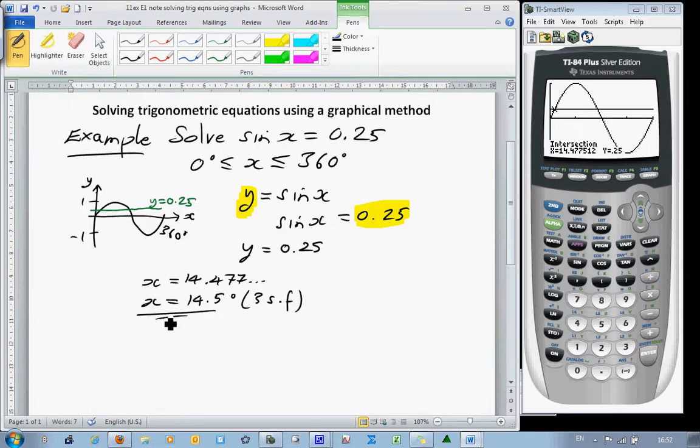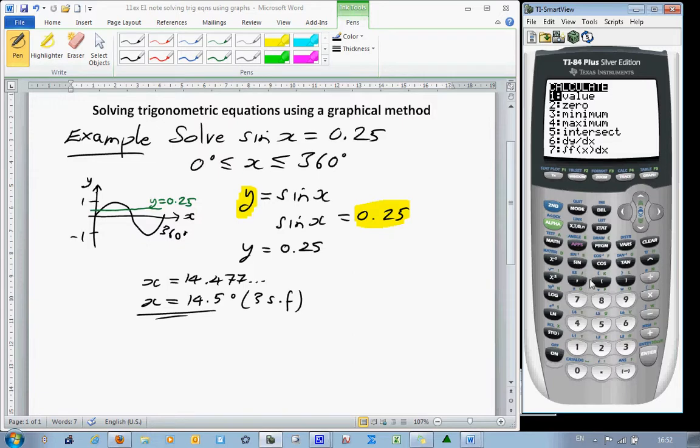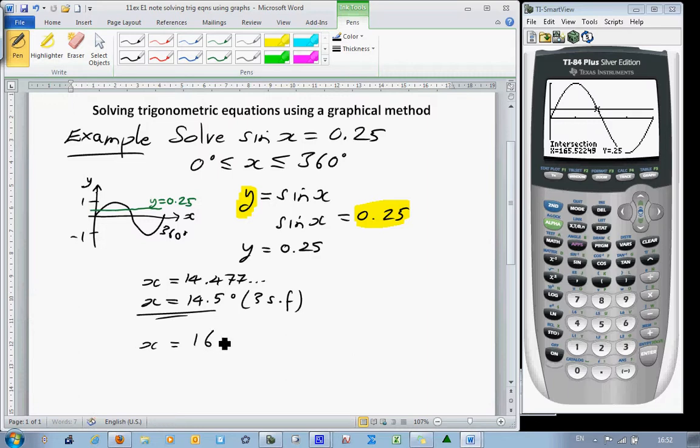So go second calc again to number 5, move it across so that it's somewhere near. First curve, enter, jumps to the second curve, enter, enter again, and the second solution is 165.522... So x is approximately 165.5 degrees, and that's it.